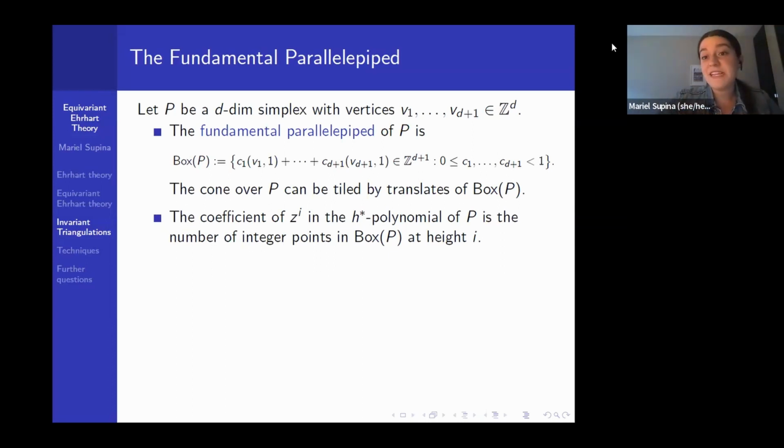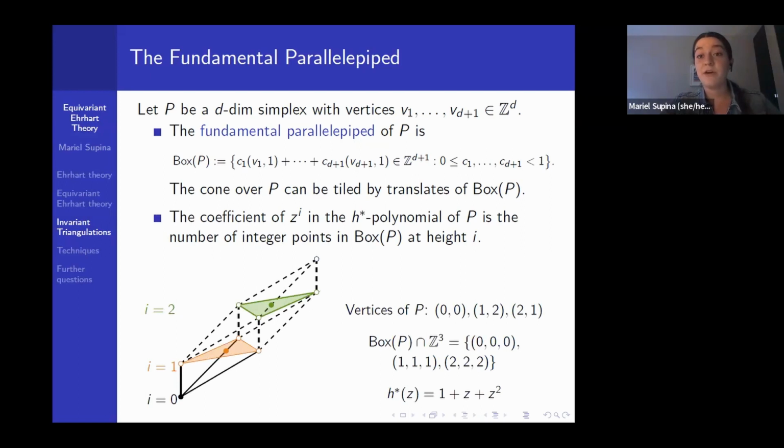And so if we have a d-dimensional simplex with these d+1 vertices, we can construct the fundamental parallelepiped over the simplex P, which has this formula here, so it's half open. And in particular, it doesn't include the vertices of the simplex. And then if you want to look at the H star polynomial of a simplex, the coefficient of z to the i is just the number of integer points in this fundamental parallelepiped at height i. So in this example, we have 1 point at height 0, 1 lattice point at height 1, and 1 lattice point at height 2. And so we get that the H star polynomial is just 1 plus z squared for this simplex.